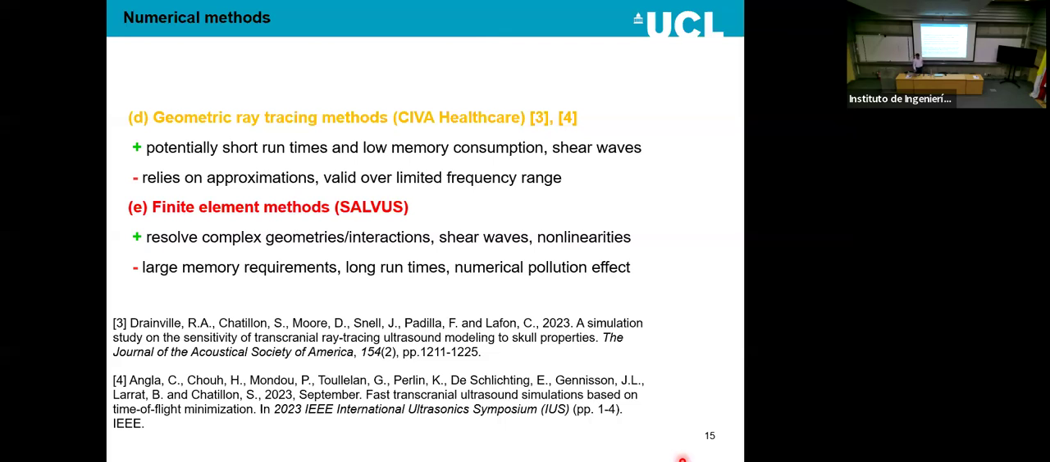So finite element methods: the advantage you have is you're not bound by a Cartesian grid. You can resolve complex geometries and forego the staircasing effects. You can model shear waves, nonlinearities. However, you do get large memory requirements, long run times, and numerical pollution effects tend to be a given.